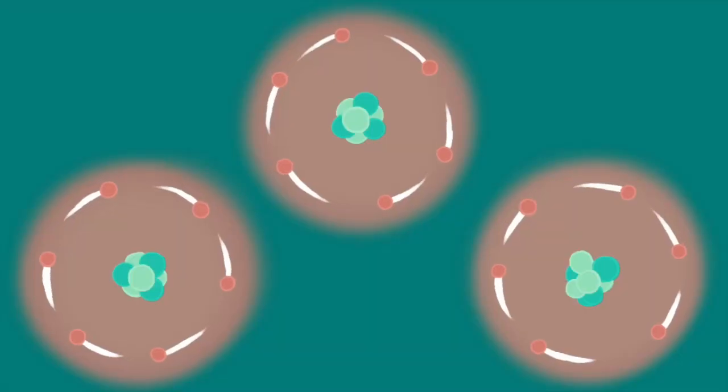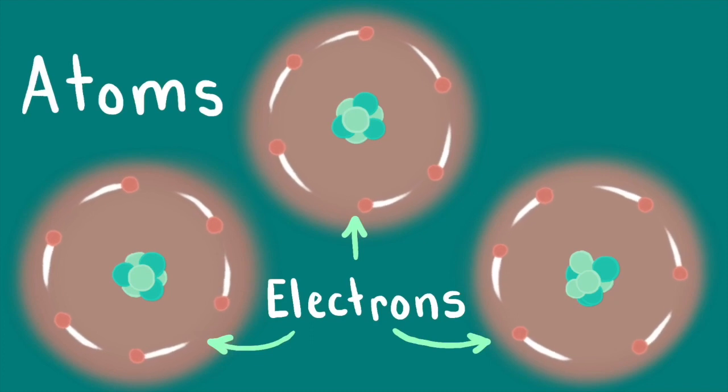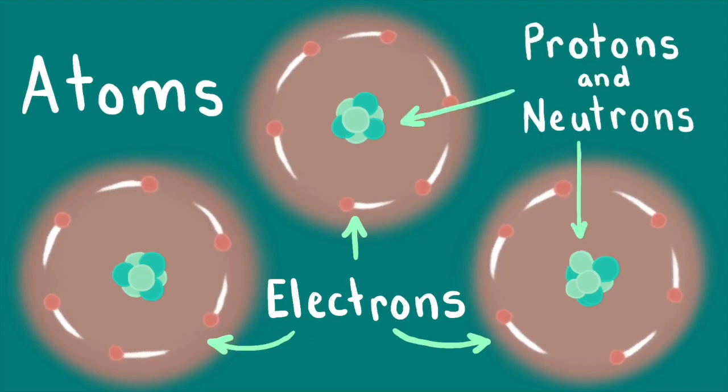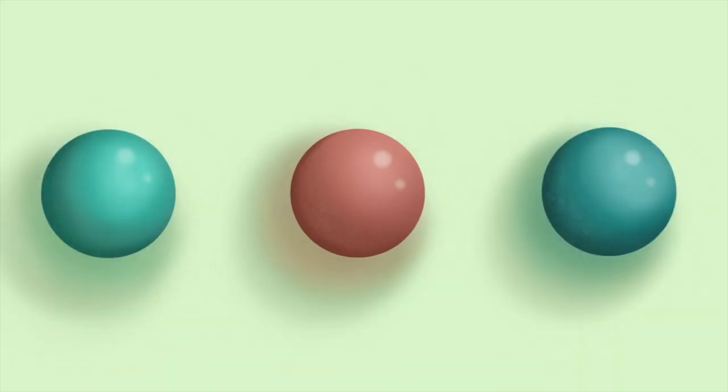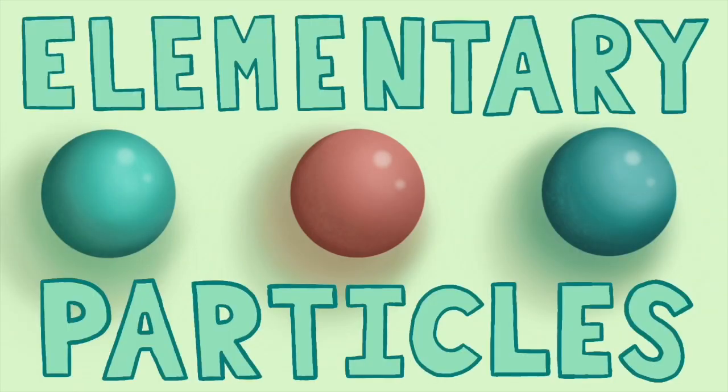Everything in our universe is made of matter. Matter is composed of atoms, electrons orbiting a nucleus of protons and neutrons. When physicists smashed atoms together, they discovered even smaller components, elementary particles. But then a problem arose.